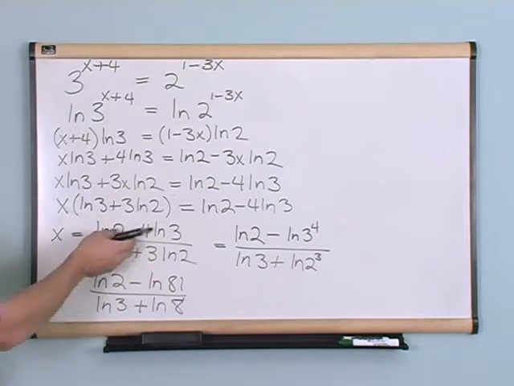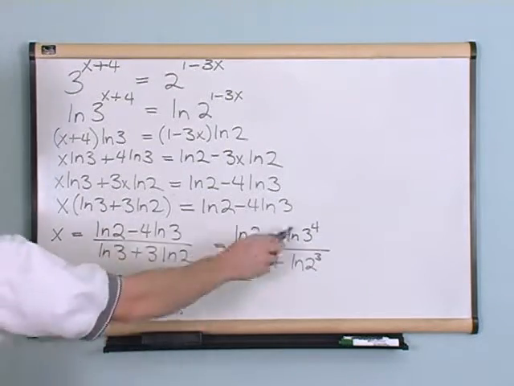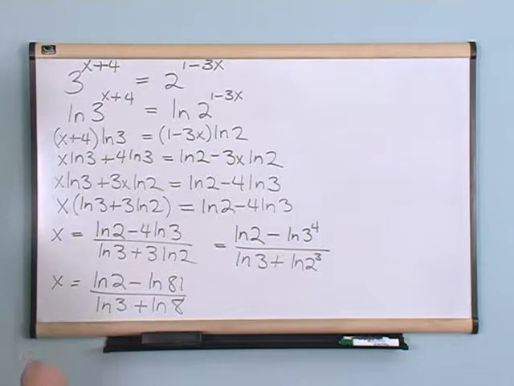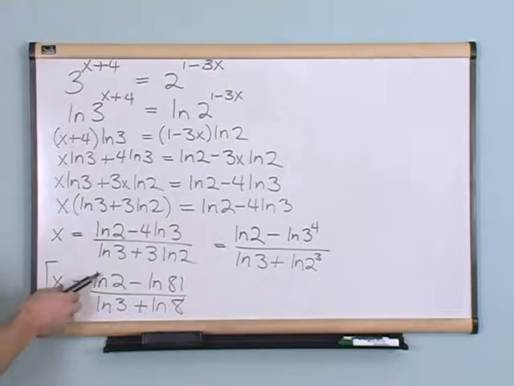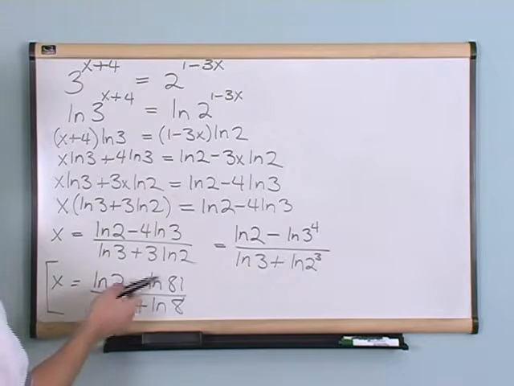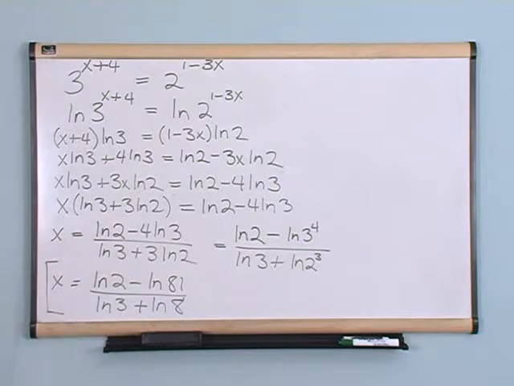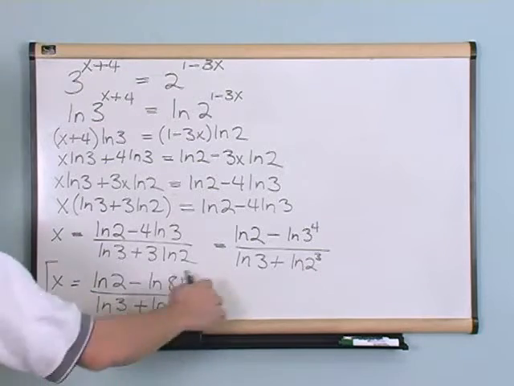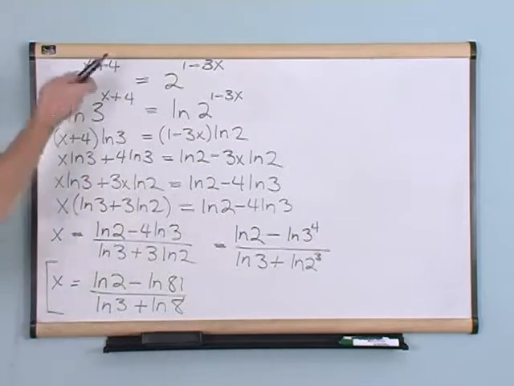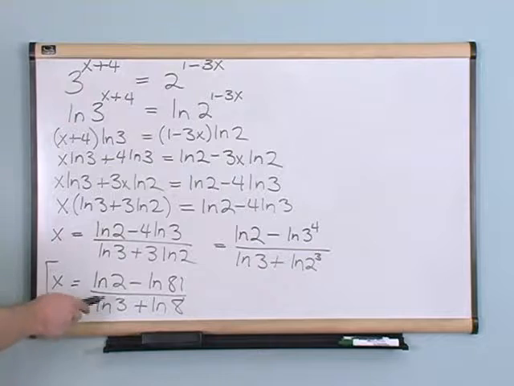So like I said, you could stop here, that's fine, but you can also manipulate it and you have a little bit fewer terms. So this would be the answer here. It looks complicated, but don't forget, natural log of 2 is a number, this is a number, this is a number, this is a number. So if you put them all in your calculator, you get some decimal, and that would be a number, and that would be the solution of that equation. But of course, this is the exact form of the equation.